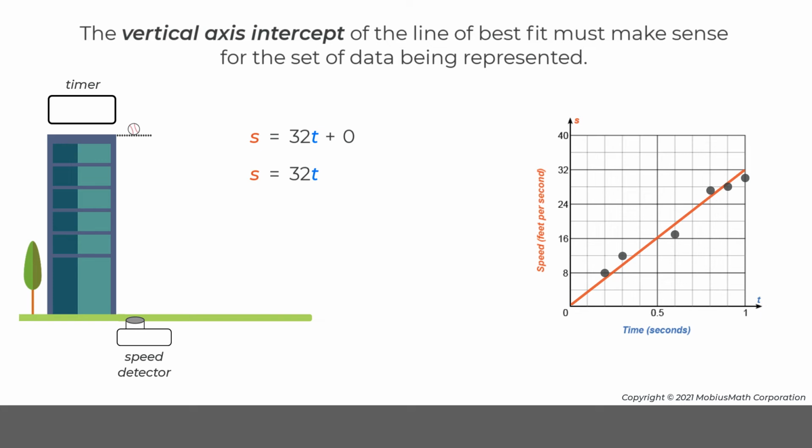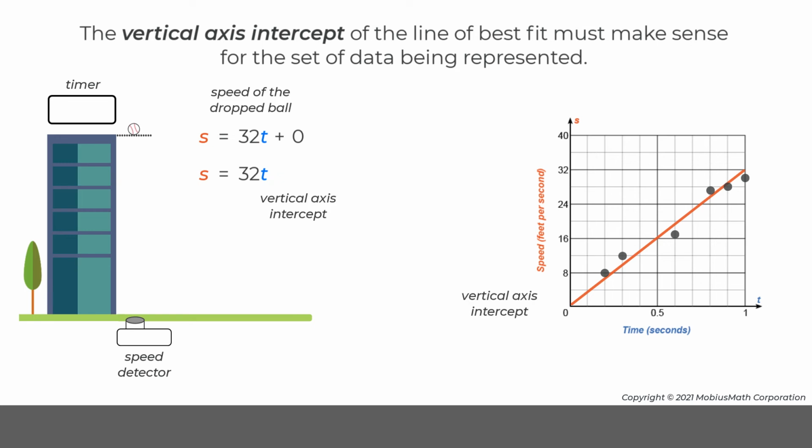The vertical axis intercept for the line of best fit must make sense for the set of data being represented. For example, the line of best fit for the speed of the dropped ball data must have a vertical axis intercept of 0 because when the timer is started, the ball is dropped and not yet moving. So, at time t equals 0, the ball is not yet moving, so the speed of the ball is s equals 0.